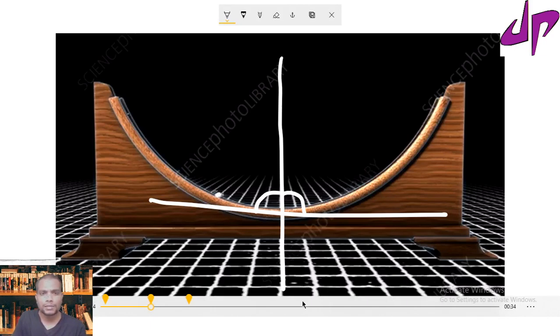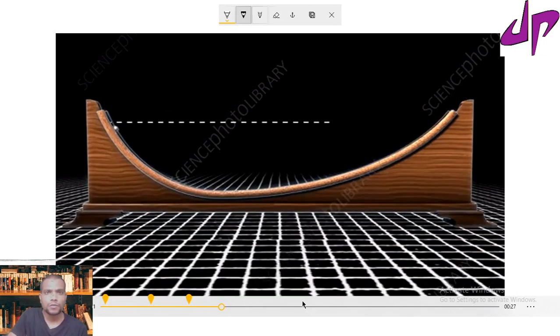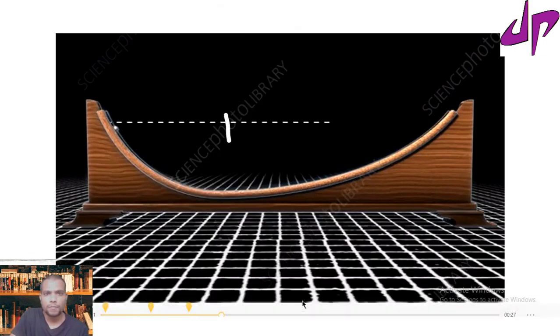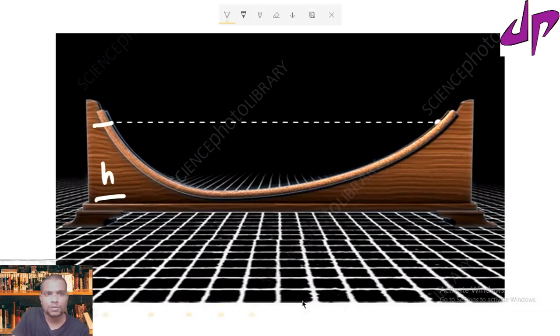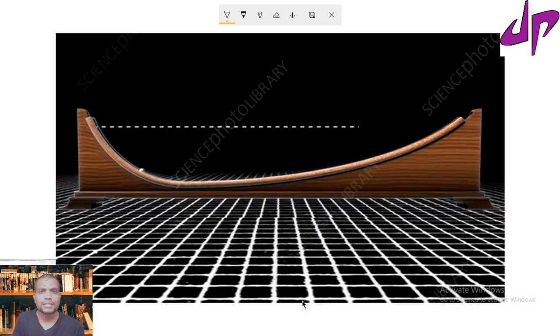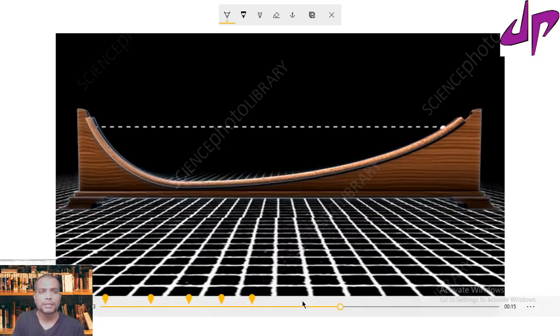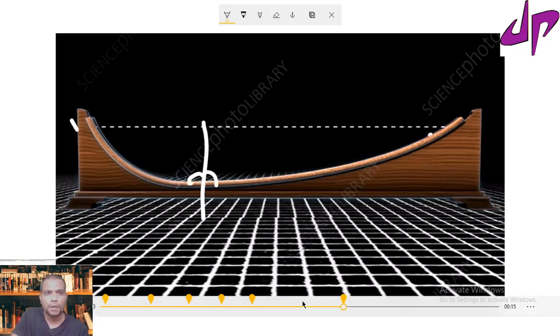Now take another case where the angle has changed. If you draw the angle here, you can see the angle has changed from the earlier case to this case. If you drop the marble, again it reaches the same height h. These are the observations made by Galileo. Again if you change the angle, the marble reaches the same height. If the angle is changed on the other plane, the marble still reaches the same height.